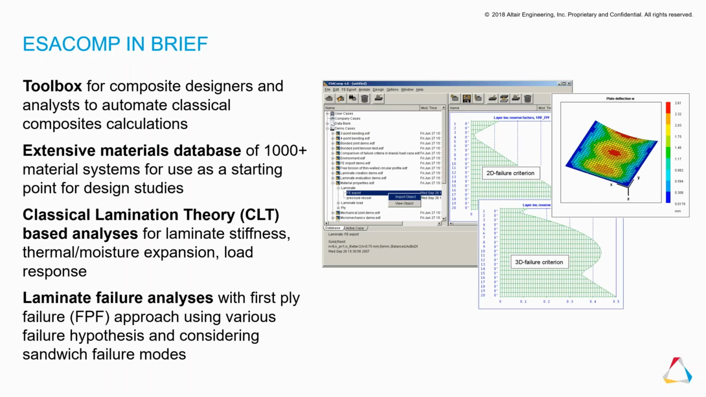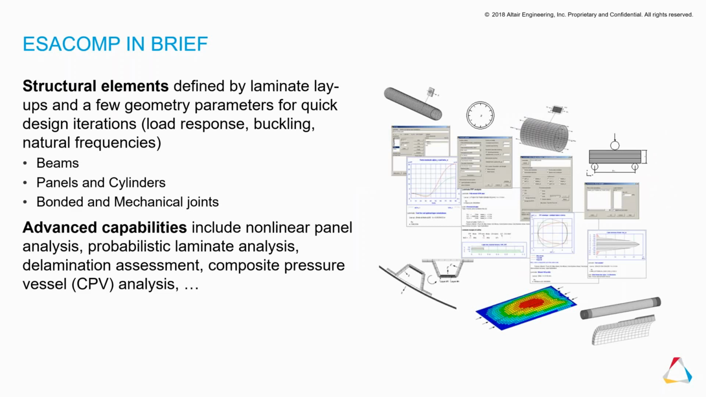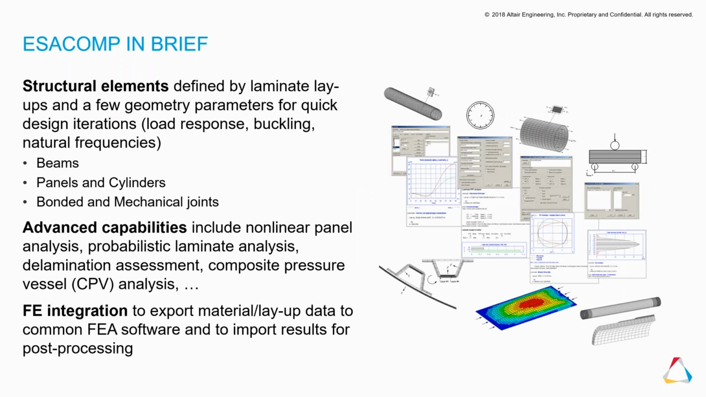For laminate failure analysis, we can usually use a first ply failure approach and be able to apply different failure hypotheses. Further, from the laminate level, one can move into structural elements in ESACOMP: panels, joints, and so on. There are certain advanced capabilities going beyond these typical features, which I will describe a little bit later. Also, ESACOMP integrates with FE analysis on both the pre and post side.